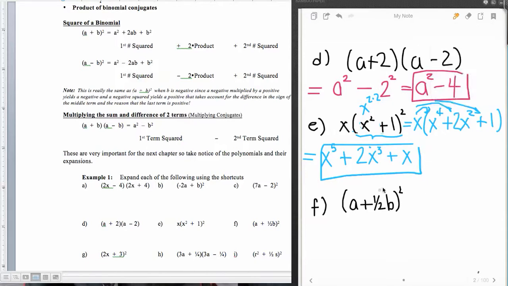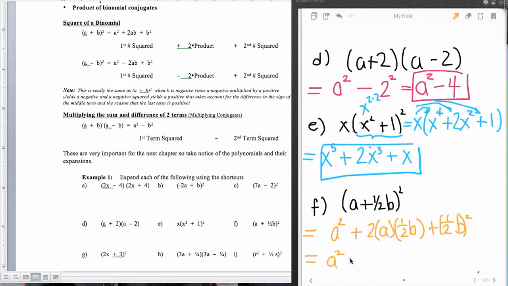All right, moving on to our third problem, we have a binomial squared. So I'm going to go ahead and write this out longhand because we do have that fraction, and that could give you a tiny bit of difficulty. So we have a squared, and then plus 2 times a times 1/2 b, and then plus 1/2 b squared.